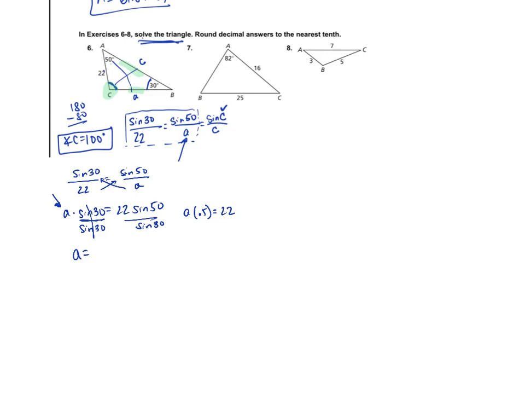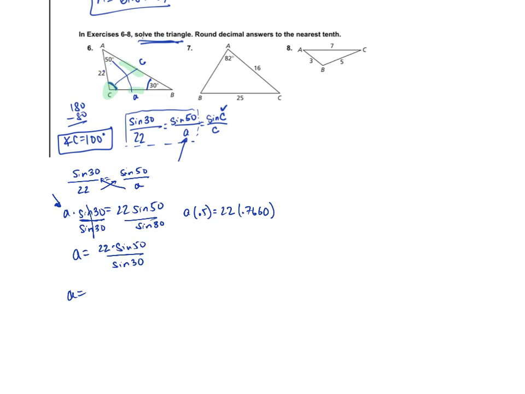Sine of 50 would be 0.7660. If you wanted to do that, then solve for a. If that to you looks better, do it that way. So I have this right here, 22 times the sine of 50 over the sine of 30. And I'm going to just put this all in my calculator. So 22 times the sine of 50. Now take that answer and divide it by the sine of 30.